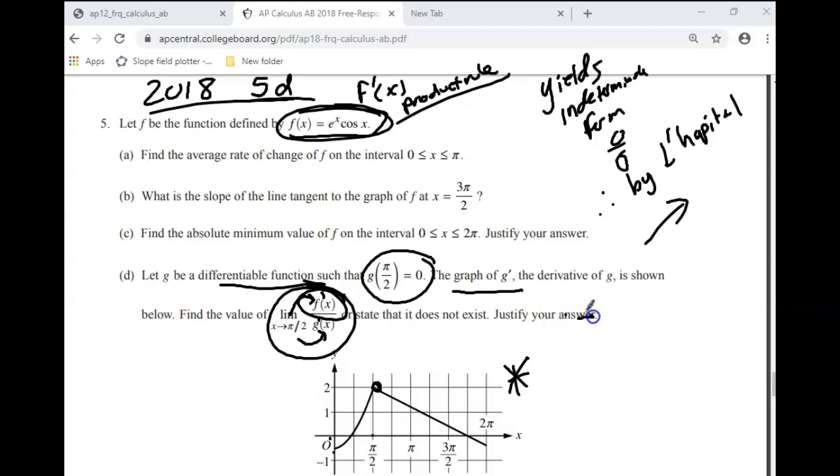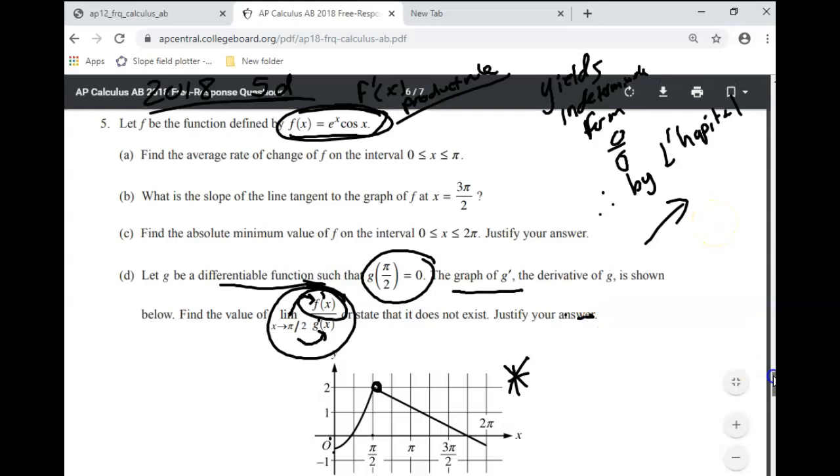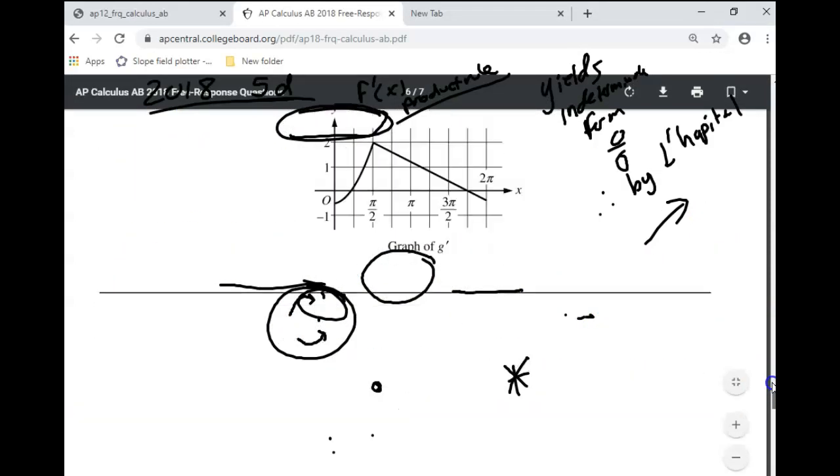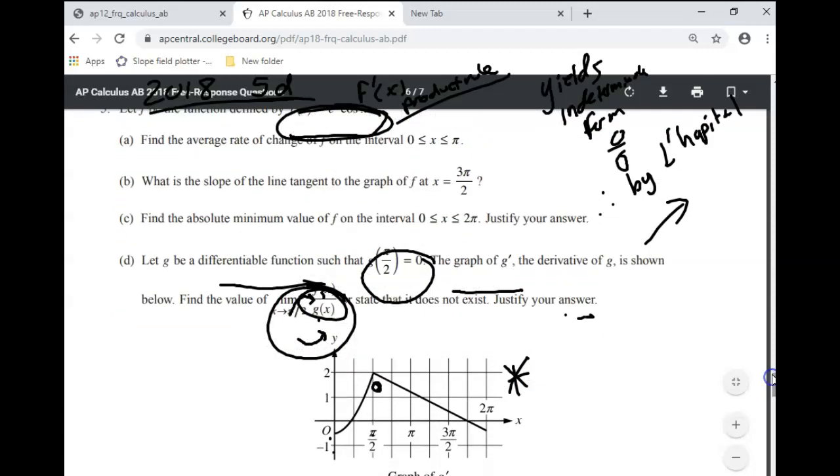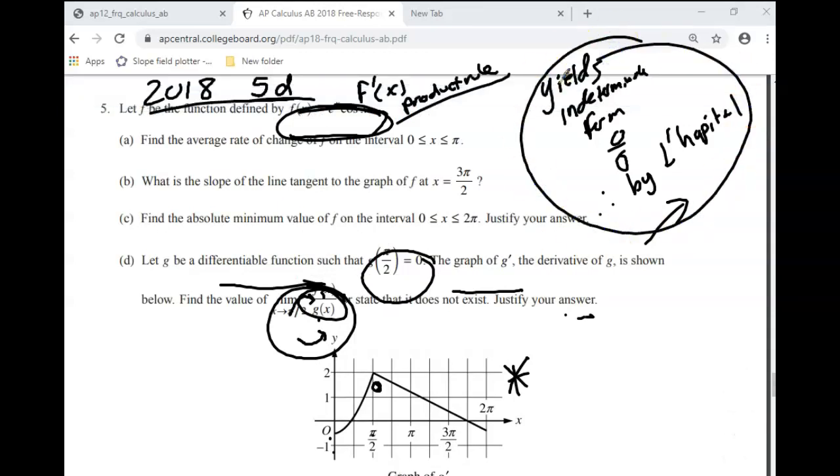My guess on how they would grade this, I'm not sure if I have the version that has the scoring guide on here. I don't. My guess on how they would grade this, though, is that they probably would give you a point for using L'Hopital, and then probably give you a point for finding the correct answer. Okay, so it would seem to me to be about a 2-point question.